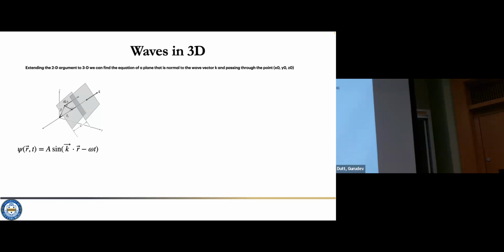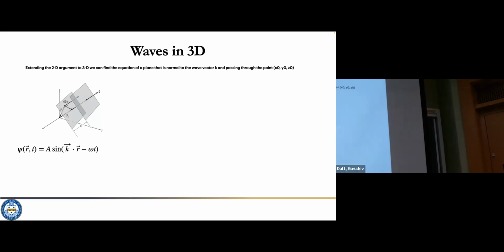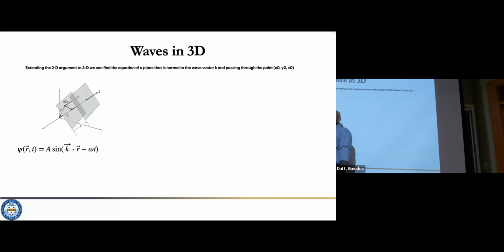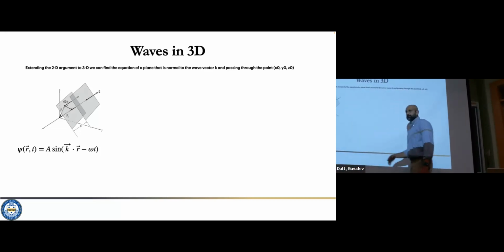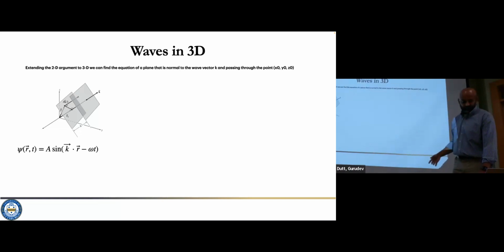But here, let's look at this point, x0, y0, z0, and this is the wave psi of r, t is sine of k dot r minus omega t. I've just generalized now. I've gone from the 2D case to the 3D case. So the 2D case we showed is sine of k dot r minus omega t. For the 3D case, I'm saying just extend k to one more dimension and r to one more dimension as well, and that will be now a plane.